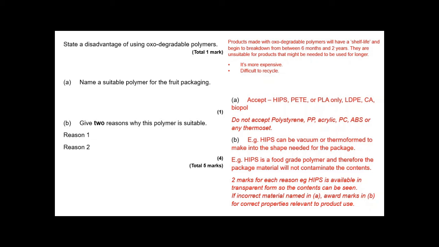Give 2 reasons why the polymer is suitable. Say for example we said HIPS. First of all, we said it needs to be food safe. So if you said it's food grade, therefore it's not going to contaminate the food, quite easy. And then manufacturing: HIPS can be vacuum formed. If you think about how many packets of grapes you have to make a day, you can vacuum form those really, really easily.